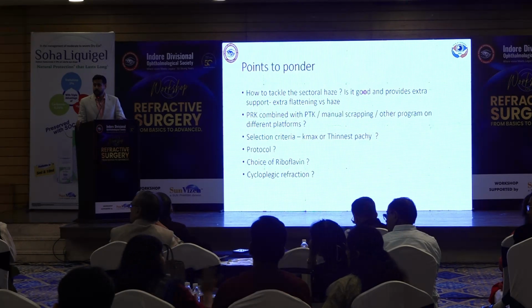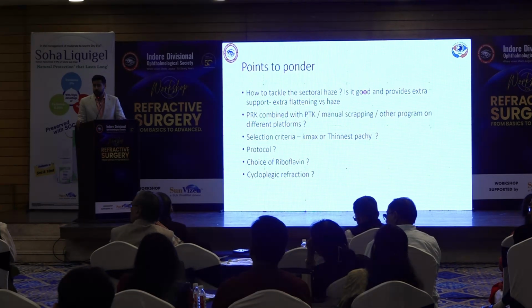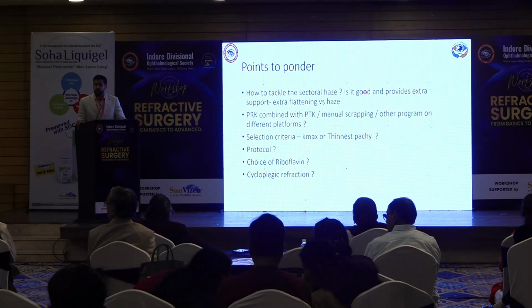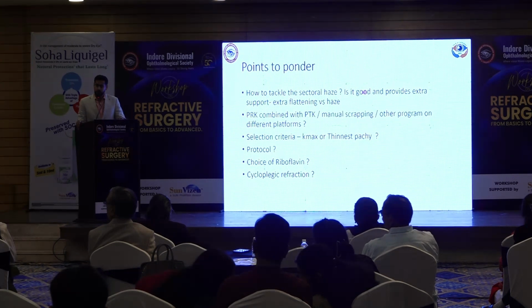If it's a very thin pachy, change it to 0.2% riboflavin. The calculator will tell you, if I'm using 0.2% riboflavin, how much time I should use if I'm using 90 milliwatts. Cycloplegia doesn't matter. And I told you about the haze thing. And PTK is the best way to do it.